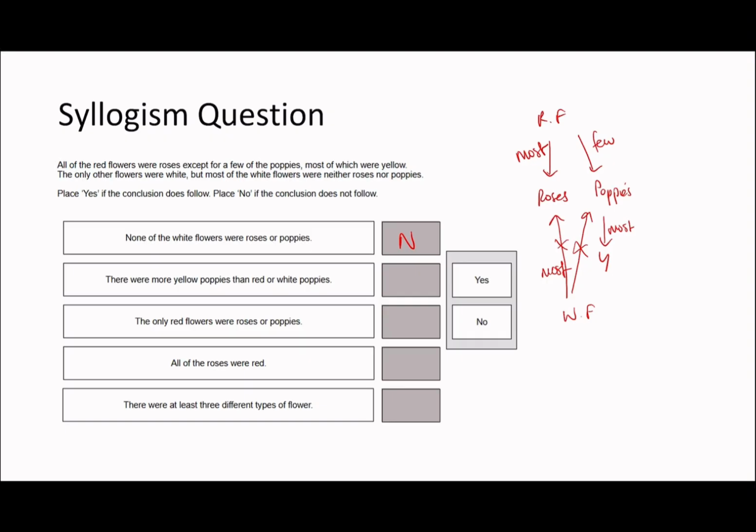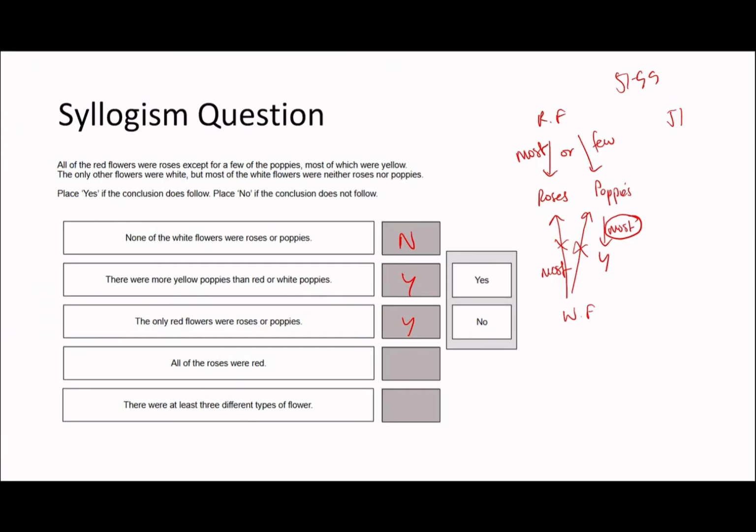There were more yellow poppies than red or white. I would say this is true because most poppies were yellow. Remember? So this is going to be true. And most is 51 to 99. So even if it was the lower number, which is 51, there has to be more yellow than the other two combined. The only red flowers were roses or poppies. This is going to be true because it says here, all the red flowers are mostly roses, and there are a few poppies as well. So actually, yeah, we can put the all back there.